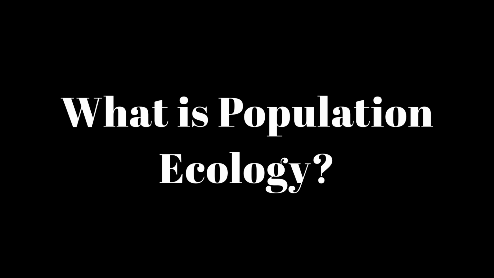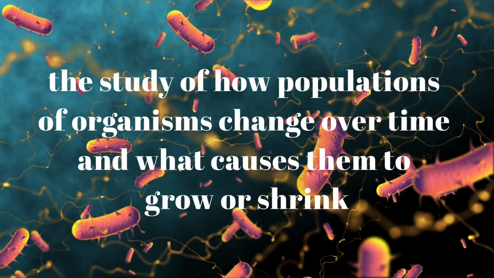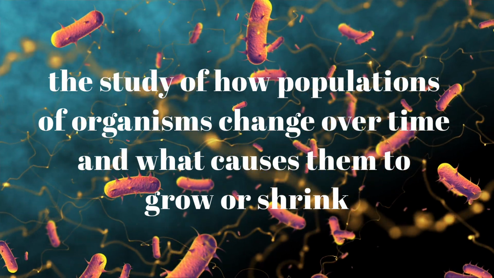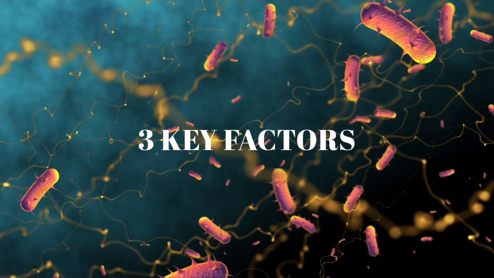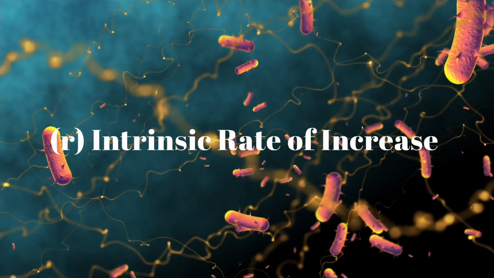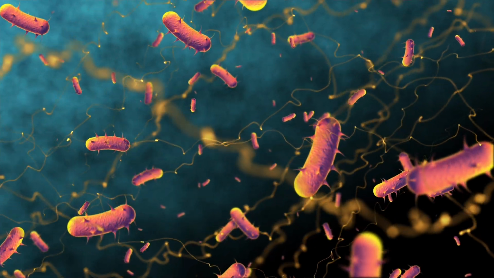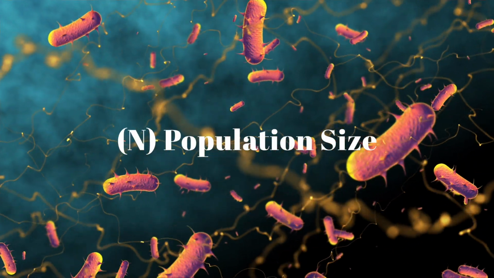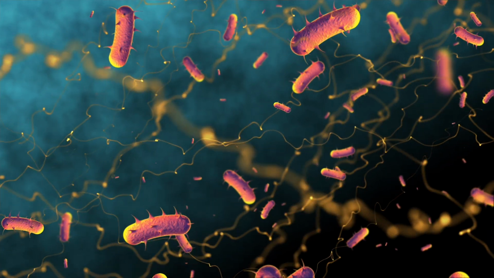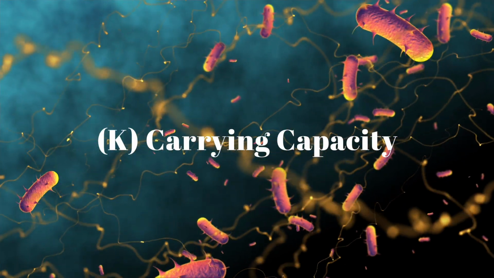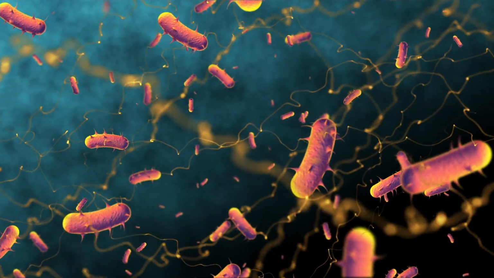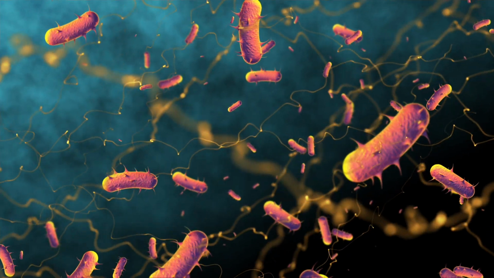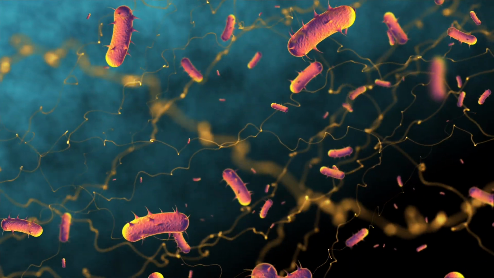Chapter 26.1, What is population ecology? Population ecology is the study of how populations of organisms change over time and what causes them to grow or shrink. At its core, population growth depends on three key factors. R, intrinsic rate of increase, how fast a population can grow under ideal conditions. N, population size, the total number of individuals in a population. And K, carrying capacity, the maximum number of individuals an environment can support. Different species experience different growth patterns, and these patterns help ecologists predict how populations will behave.